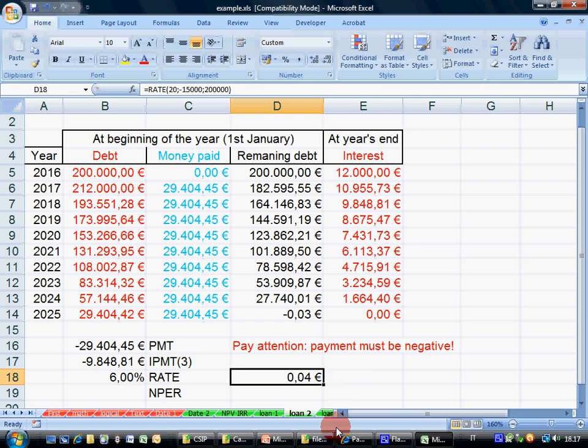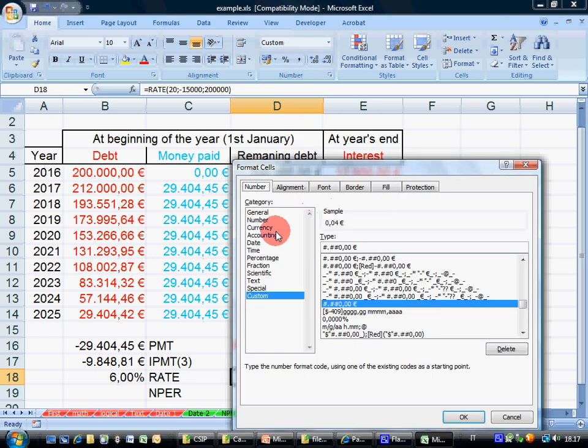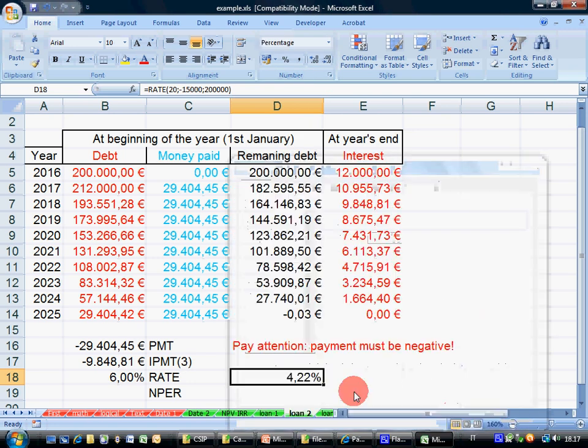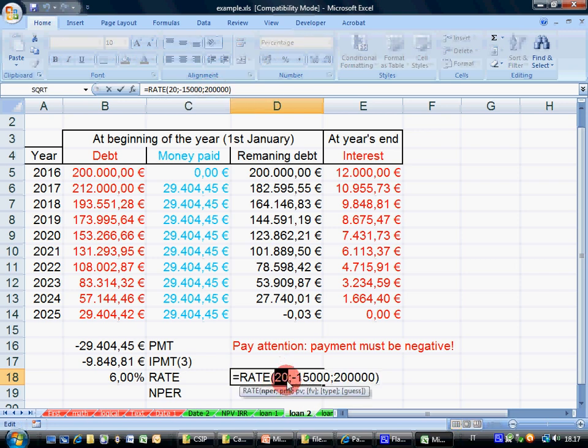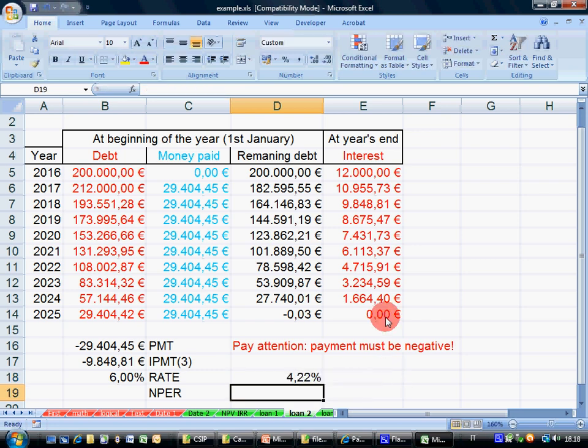There is a mistake here because it's the euro, so let's convert it to percentage. Okay, 4.22%. So if your bank offers you a loan with 20 years, 15,000 euros per year and 200,000 euros as a loan, it is charging you 4.22. Finally, the number of periods. How many periods does it take for you to pay back your loan? Well, if you do the calculation, in this case the result will be 9.